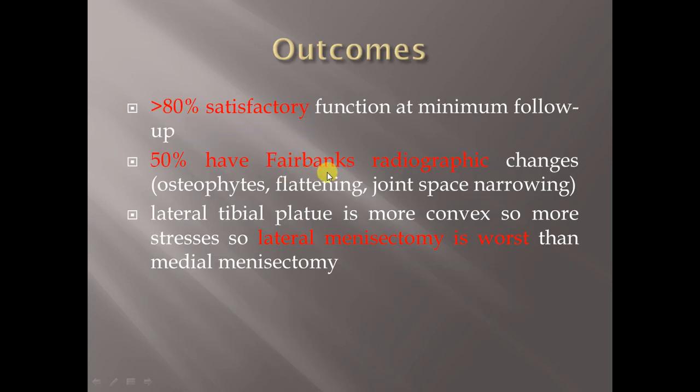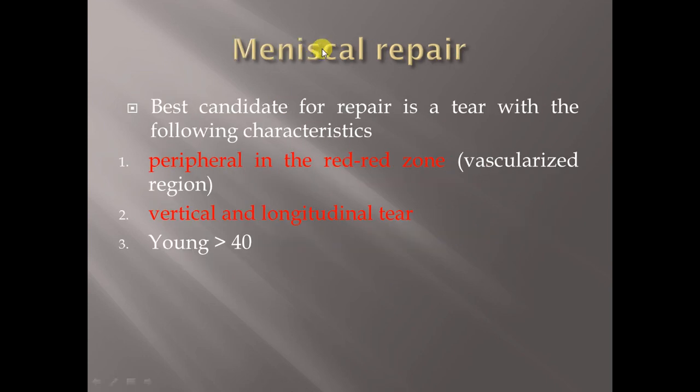There is an 80% satisfactory outcome, but there are Fairbanks radiographic arthritic manifestations in the form of osteophytes, flattening, and joint space narrowing. As I informed you before, lateral meniscectomy is far worse than the medial side. It increases the contact stresses 2 to 3 fold.